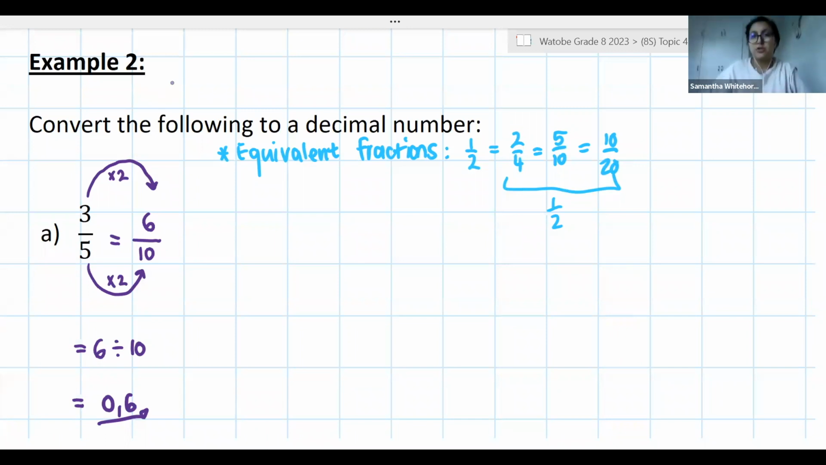So what we want to do is we want to make our denominator a multiple of 10. If we can do that, it means we can apply this pattern or this rule that we discovered.